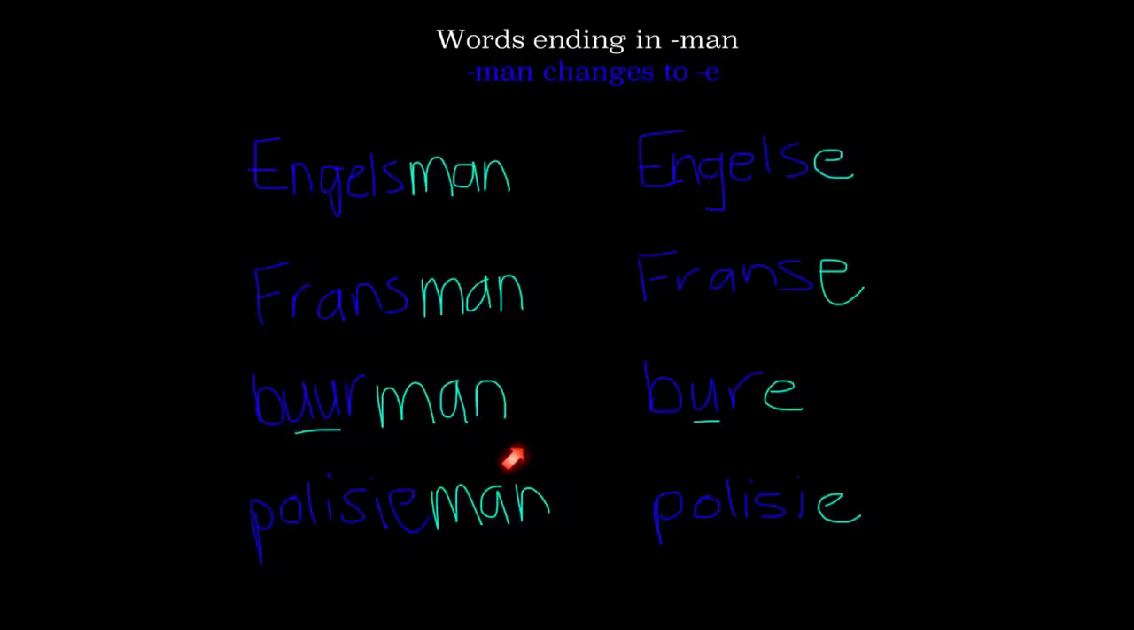Okay? We have buurman, which is a neighbor. See that double vowel there? An E's coming. So he runs away. And we're only left with the one, bure. So that long U sound stays the same because that U, that brave U, gets kissed by the E. For polisieman, to change the man to an E would make it polisie-e. And that doesn't work. So we just have the one E at the end, polisie.